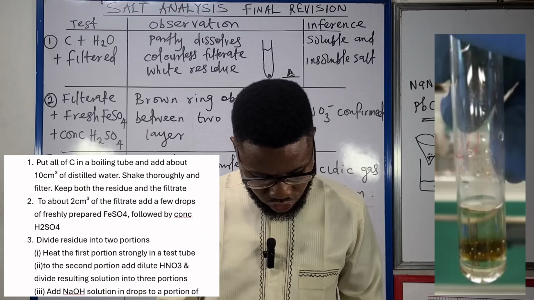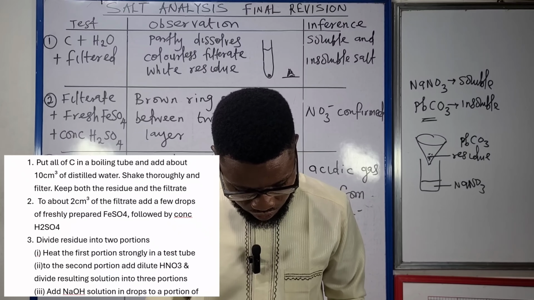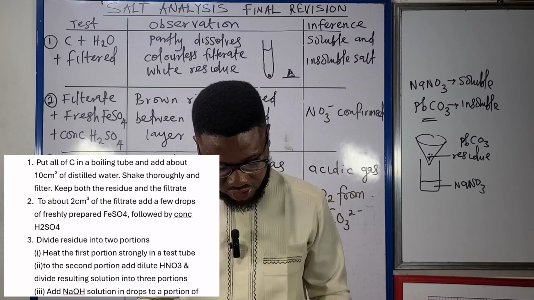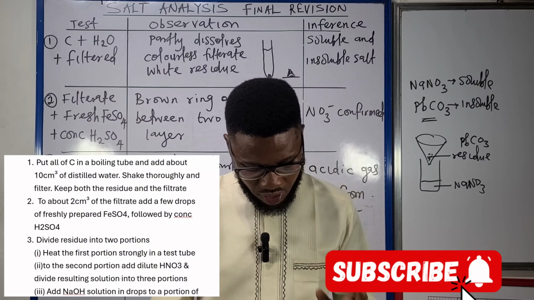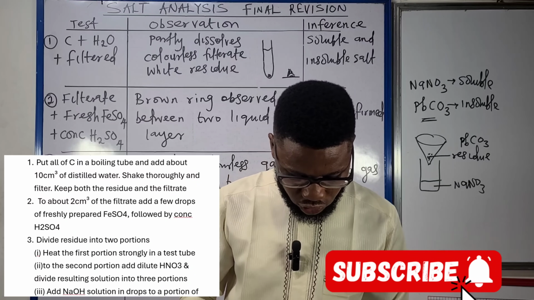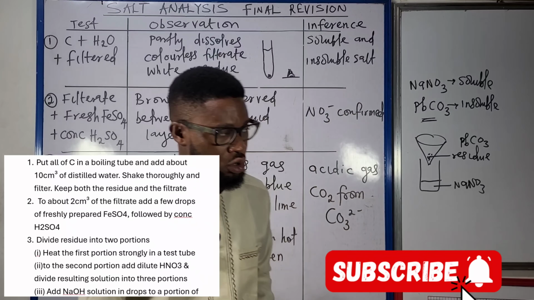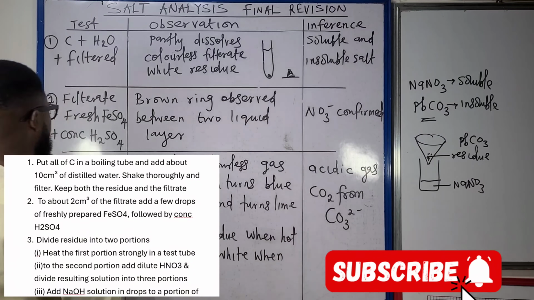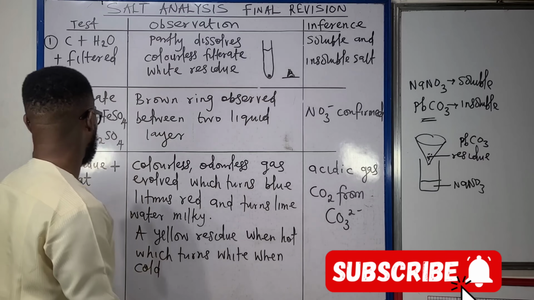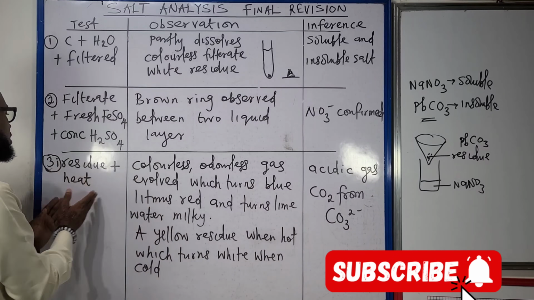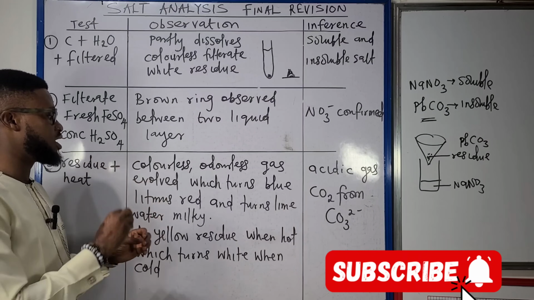Next question, question 3. This is talking about the residue. We were told to divide the residue into 2 portions. We were told to heat for 3 Roman figure 1. We were told to heat the first portion strongly in a test tube. Of course, when we heat the residue, that's what is on the surface of the filter paper. When we heat the residue, what we're going to have is a colorless, odorless gas.